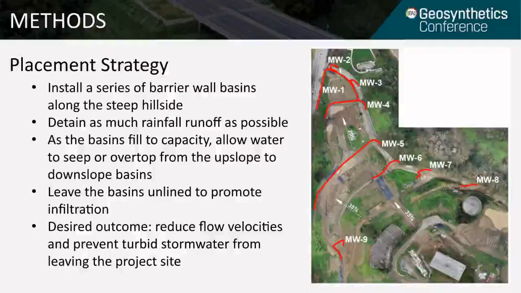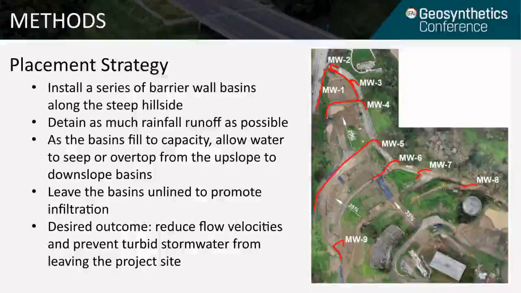So overall, the system consisted of 9 of these barrier wall basins. On the upslope end, you can see is MW8 and MW9, and on the downslope end, we have MW1 and MW2. And the system was designed to detain about 2 inches of rain over 6 hours. And for storms that were forecasted to exceed this volume, we staged a series of water trucks at the furthest downslope basin where water could be pumped into and then transported to a large infiltration basin in a flat region of the site.